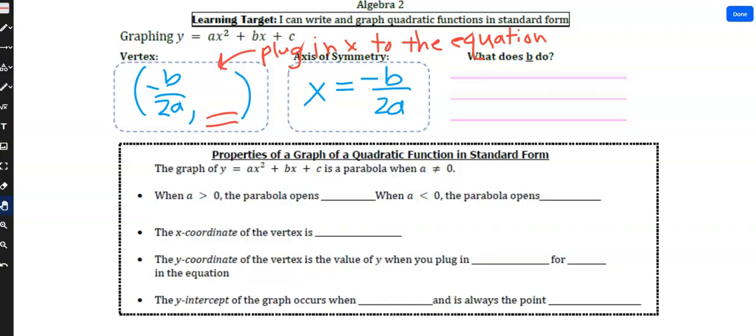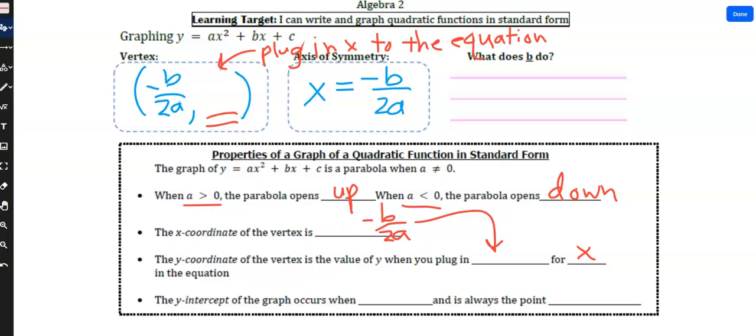So b is involved in the process of shifting the left and right movement here. Yes, it's part of this process. Now, when a is greater than 0, we know it opens up. When a is less than 0, we know it opens down. The x-coordinate of the vertex is, same thing we talked about, opposite of b over 2a. The y-coordinate is found when you plug in that thing for x in the equation. Just got done saying that.